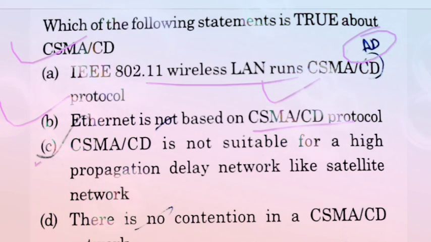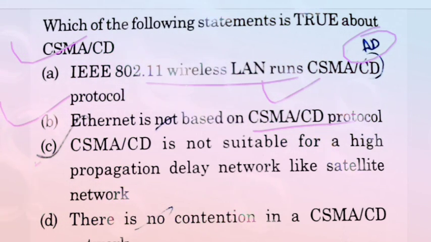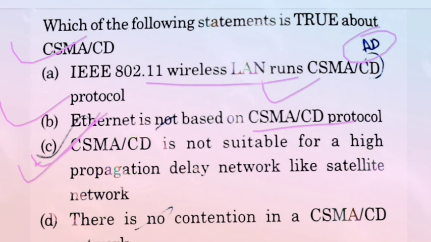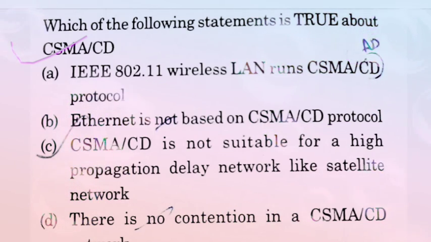Ethernet is a CSMA-CD protocol. Now the next statement: CSMA-CD is not suitable for a high propagation delay network like a satellite network. So it is absolutely correct, because for the satellite network, a wireless network is used, not carrier sense, collision detection protocols. So option C is the best and correct option for this question. Now come to the next question.